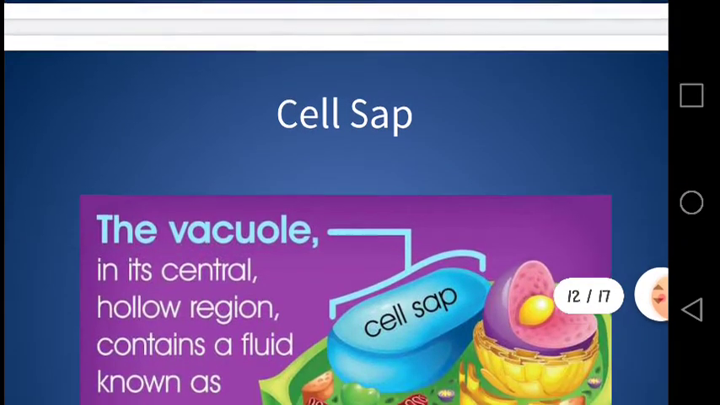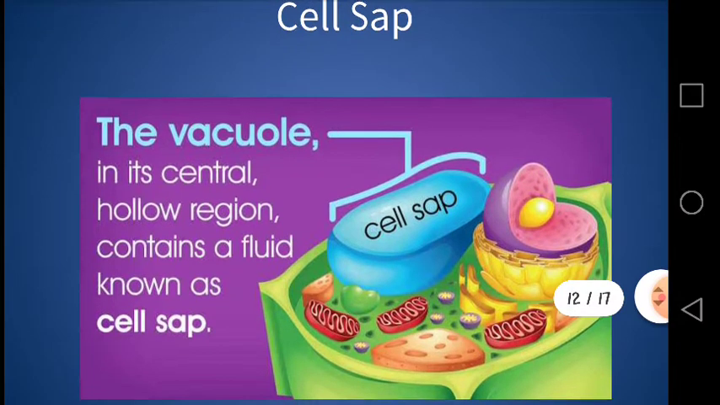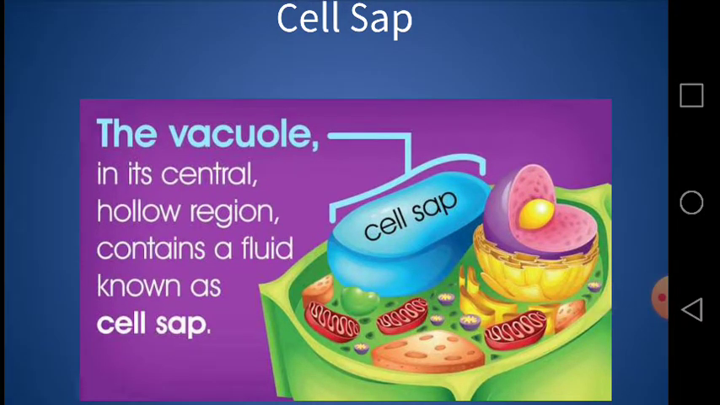Now we are going to move towards another important feature of the plant cell, and that is cell sap. A big vacuole is there in the plant cell when the plant cells become mature.